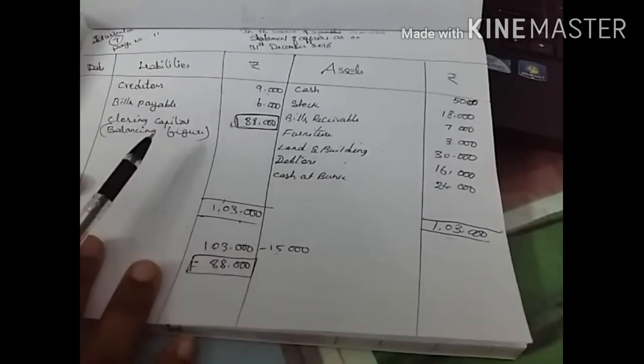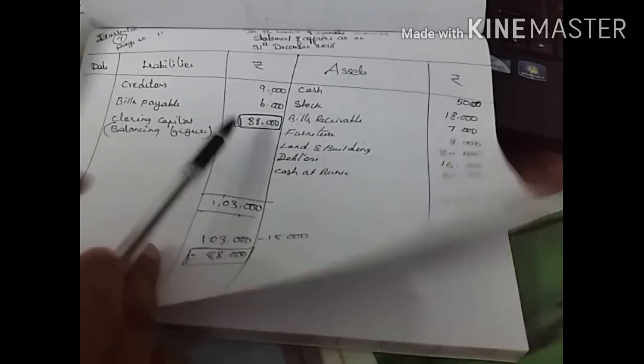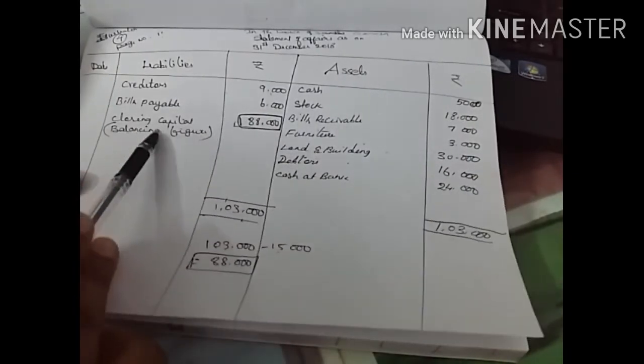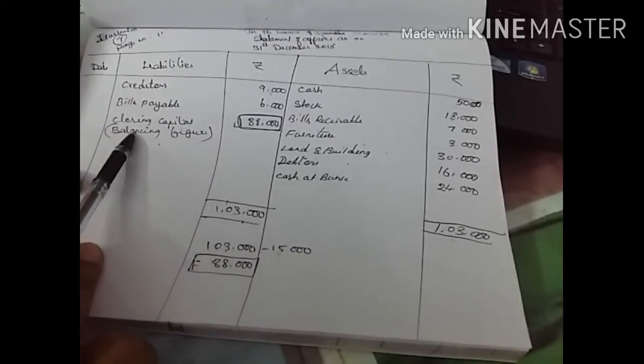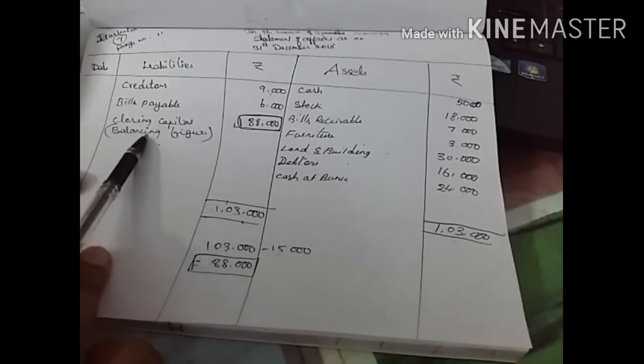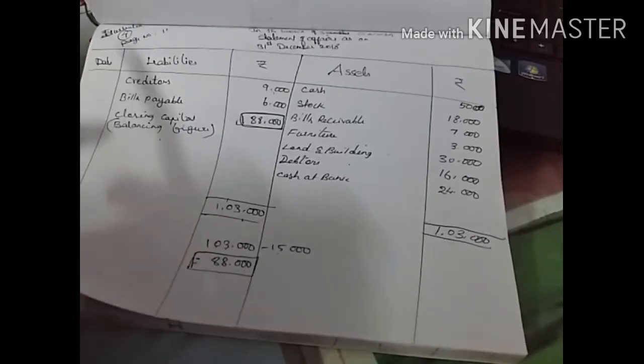So likewise you have to prepare the statement of affairs. After finding the statement of affairs, we get the closing capital. So the statement of affairs is used to find out the capital. So in this sum they have given an opening capital but they have not given a closing capital. So we have to open a statement of affairs to find out the closing capital. After finding out the closing capital, we have to open a statement of profit or loss. If you want to prepare a statement of affairs, you have to use a single side of your ledger note.